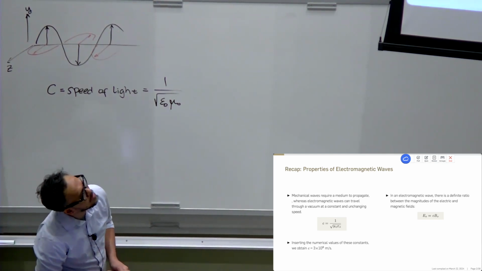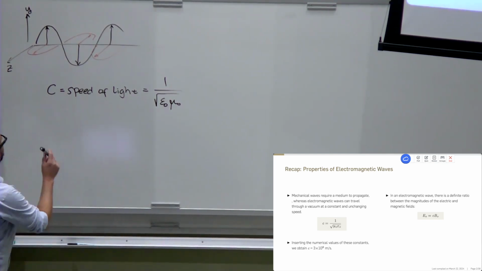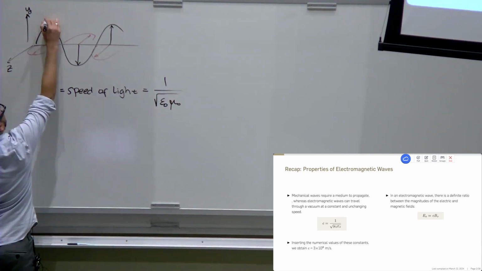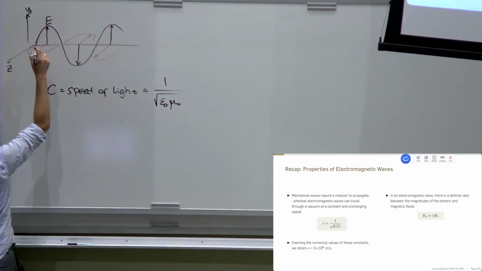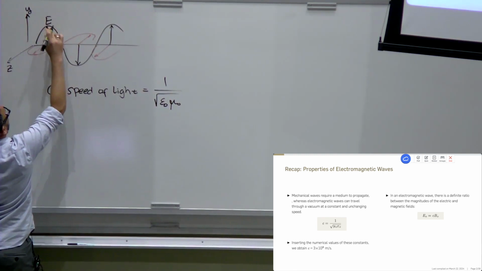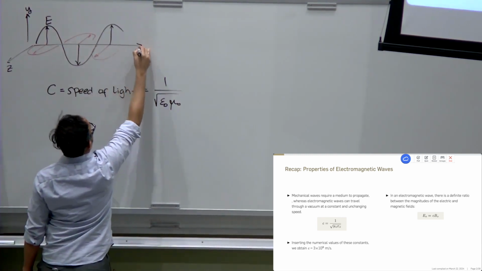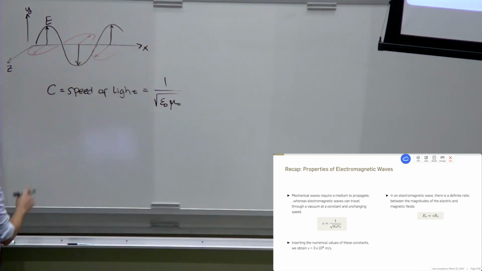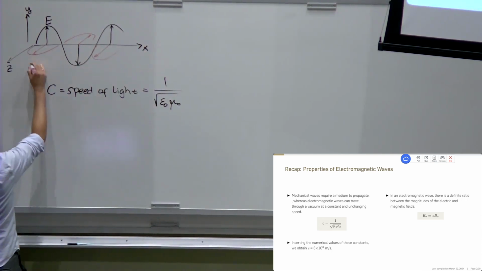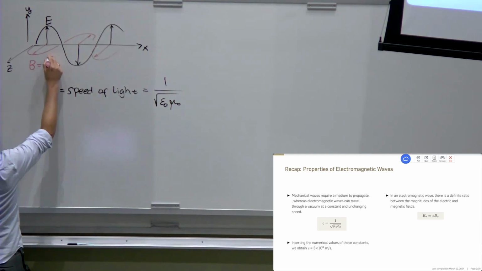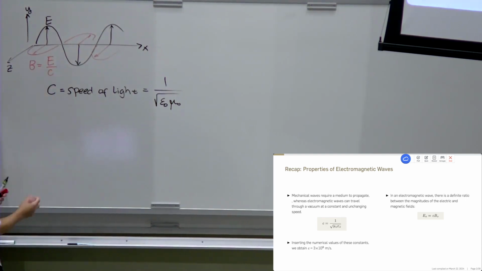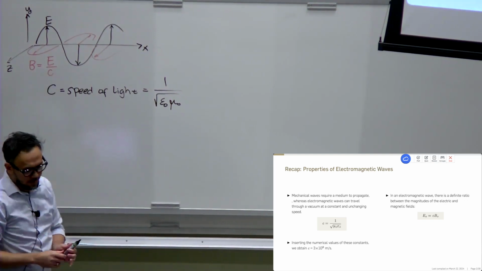What else? One thing that I didn't mention is that if this is E, which is the electric field, the electric field varies as a function of time and distance. And B is in red. B is smaller than E by a factor of c. So that's new information.